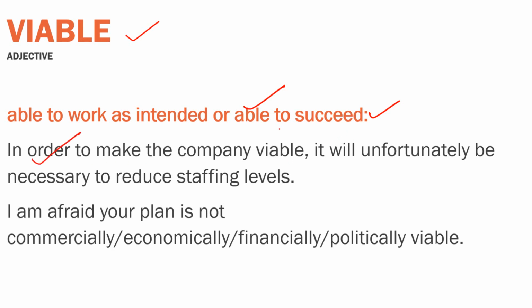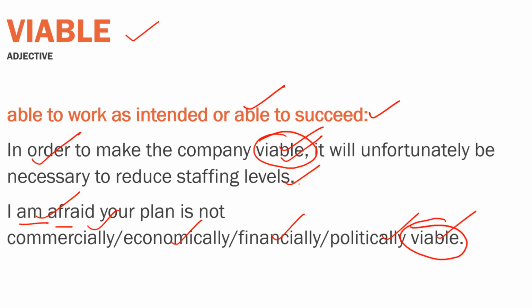Look at the word in a sentence: in order to make the company viable, it will unfortunately be necessary to reduce staffing levels. Viable here means to succeed, to make it possible, to make it successful. Look at another sentence: I am afraid your plan is not commercially, economically, financially, politically viable. I am afraid here means I am sorry; your plan is not viable, not practicable.